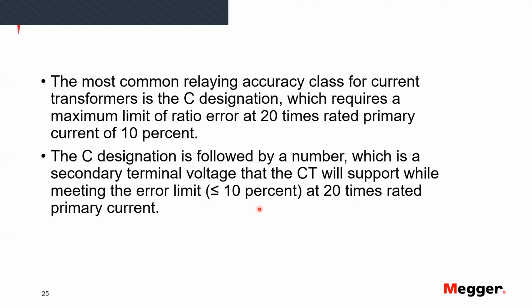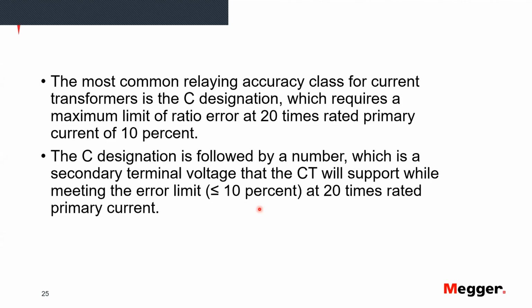Now, the most common relaying accuracy class for current transformers is the C designation. If we have, for example, a C800, that means that when the secondary voltage of that CT is 800 volts, it will be able to have a maximum of 10% error if the current circulating through it is 20 times the rated primary current. So what I'm trying to say is that when it matters most, the CTs are the least accurate.